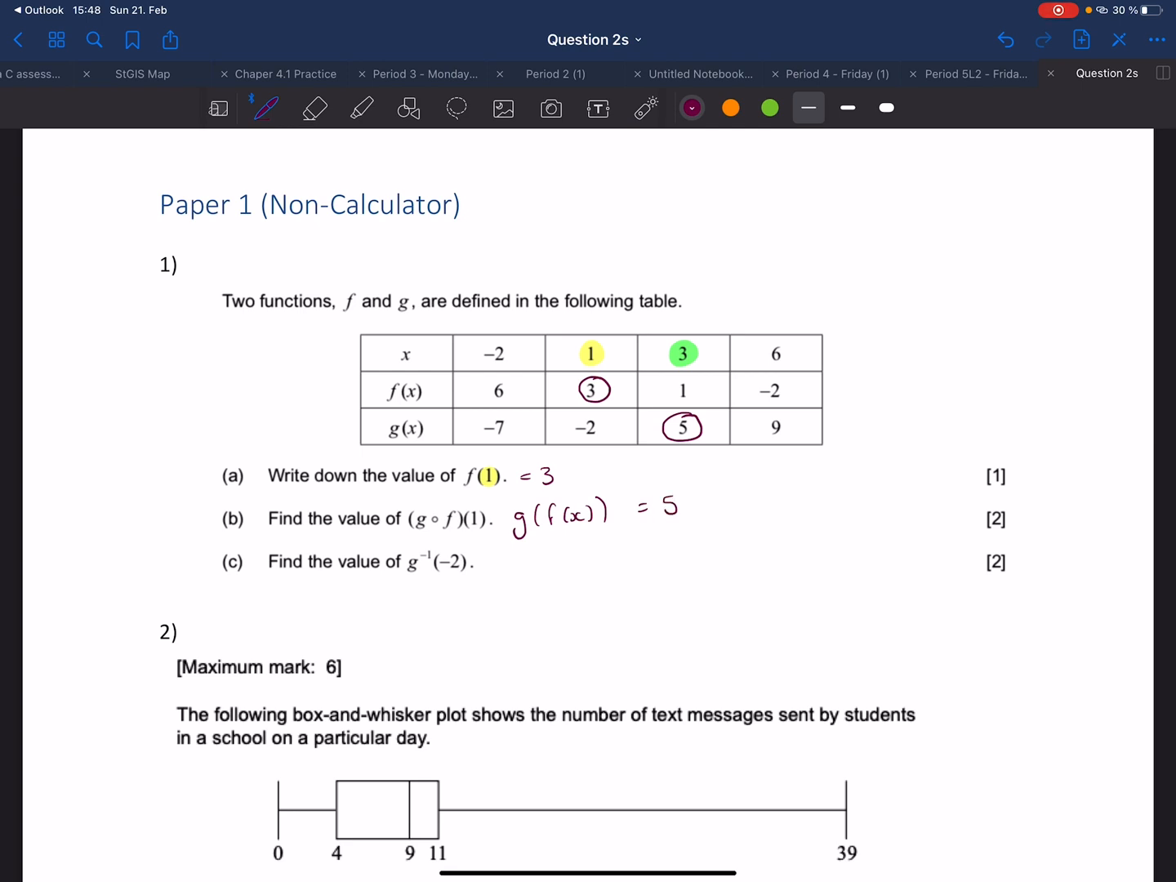And the final question is asking for g inverse of minus 2. So this is saying the output of g of x is minus 2. What was the input? Instead of looking along the top row, we're actually going to look along this row and work out when g of x was equal to minus 2. Well, it was here. What was the x value when g of x was equal to minus 2? It's 1.